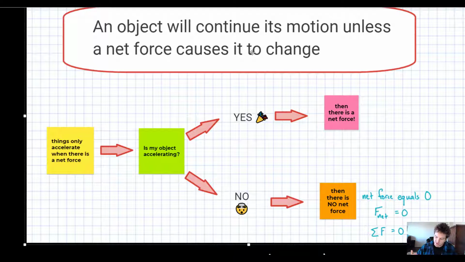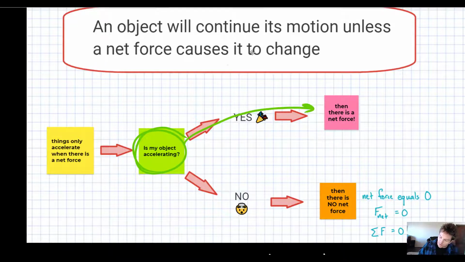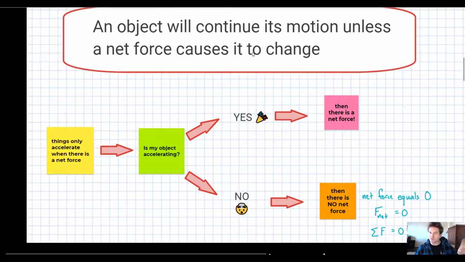So just that thought process of, okay, is my object accelerating? And if it is accelerating, then I go down this thought process: yes, there has to be a net force because it's accelerating. And if it's not accelerating, then I know there's no net force, or the fact that when I add all the forces, the net force is zero, right? So that is the thought process behind this, and we're going to use that later. That becomes a really important piece to setting up problems using Newton's second law.